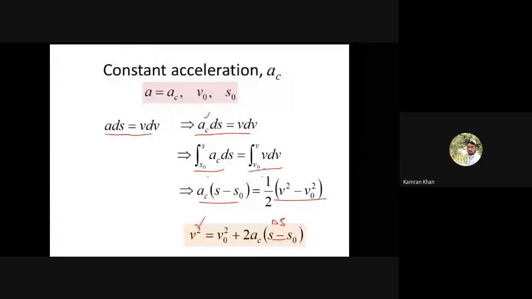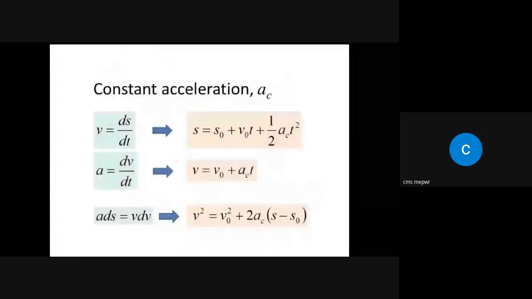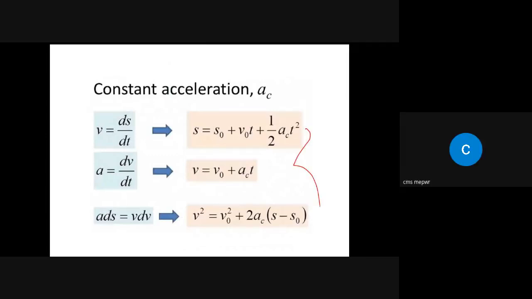Okay. Now the constant acceleration case. When we use that constant acceleration case, we get these three equations. This can be for a free falling body, or any other case in which the acceleration remains constant. It can be a car moving with a constant acceleration. It can be a person moving with a constant acceleration.